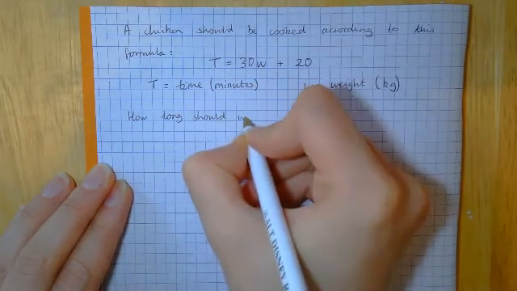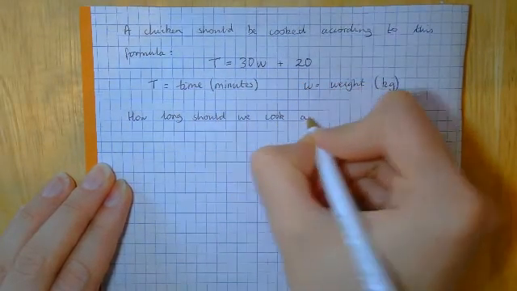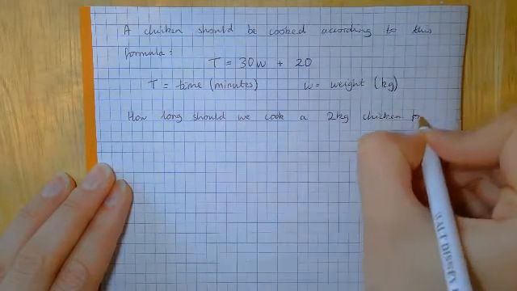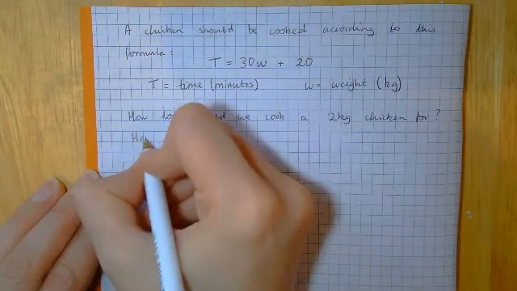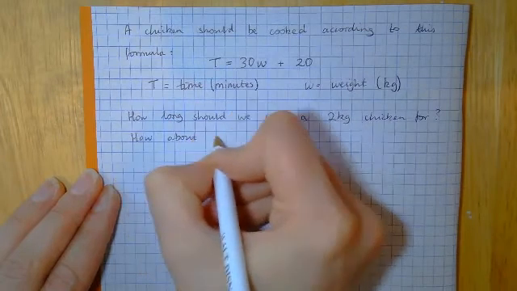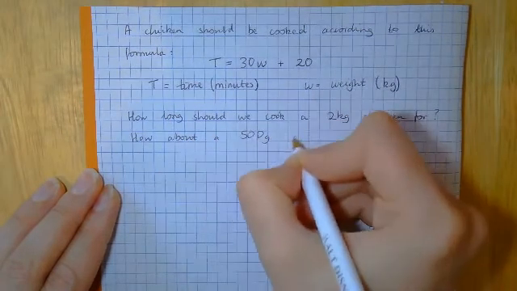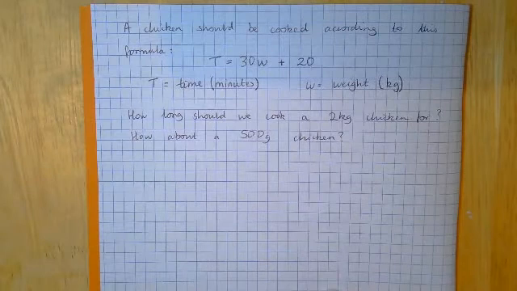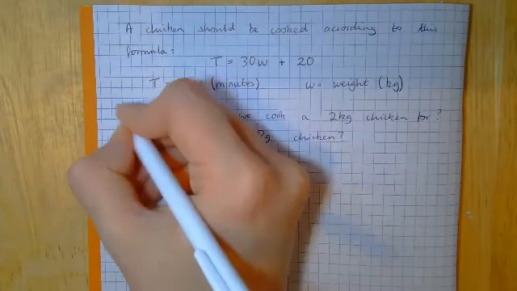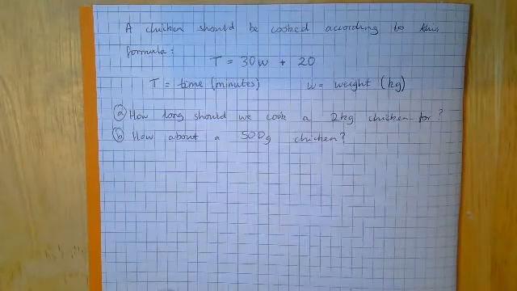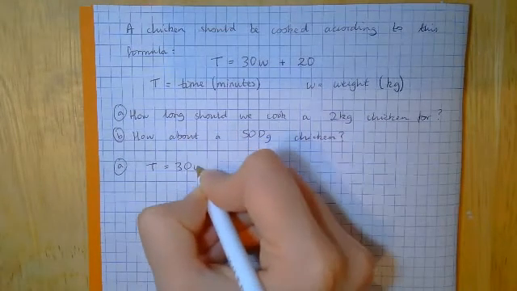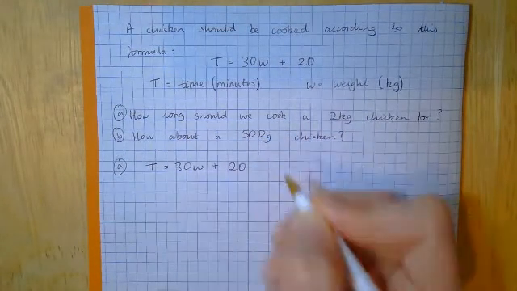So then it might say, how long should we cook a 2 kilogram chicken for? And then it might say, how about a 500 gram chicken? Right, let's have a look. So let's do part A by number then, A and B. Let's look at A first.